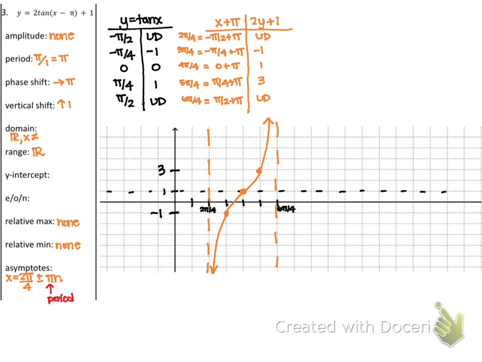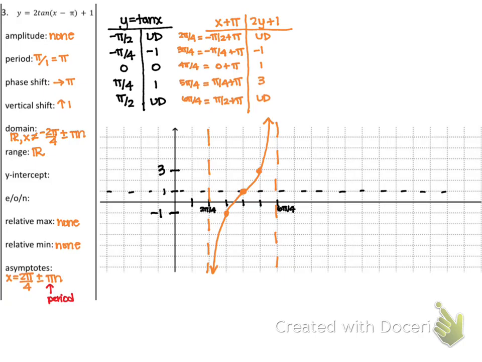X not equal to negative 2 pi over 4. You could simplify it if you want to, pi n, but you don't have to. Let's see, what else do we have? No max, no min. Y-intercept, even, odd, neither. Okay, maybe I will graph some more of this.